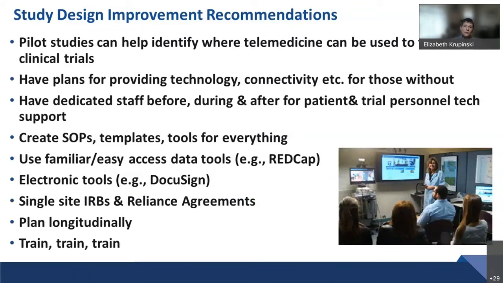You want to have plans in place to provide technology and connectivity for those who don't have it, perhaps a laptop loan program, a cell phone, a smartphone to give to your patients and so on. So you've got to think about these issues in advance.